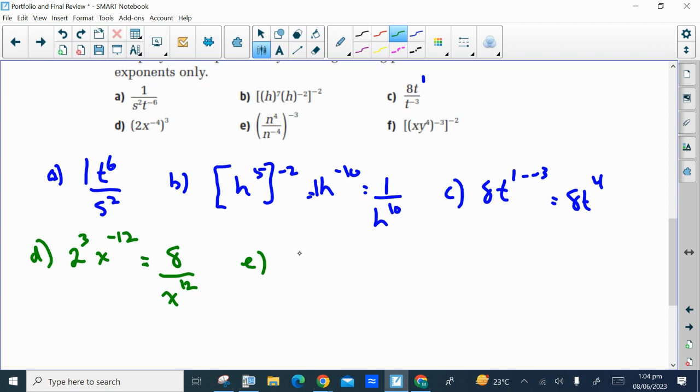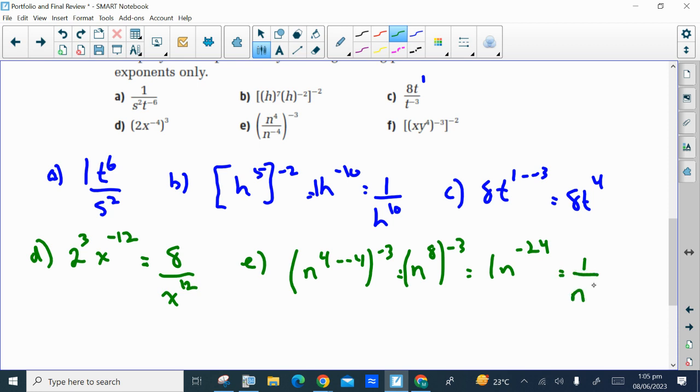Question E, dividing powers with the same base, you subtract the exponents, the base stays the same. So it's 4 minus negative 4. The minus minus becomes a plus positive. So that'll be n to the 4 plus 4, which is n to the 8, to the negative 3. That'll be 1n to the negative 24, because you have to multiply the 8 and negative 3. The 1 stays on top, the n moves to the bottom. So it's 1 over n to the 24.